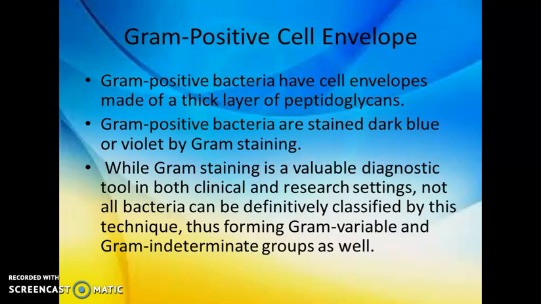Compared to gram-negative bacteria, the peptidoglycan layer of gram-positive bacteria is much thicker. Gram-positive bacteria are stained dark blue or violet by gram staining. Because of the thick peptidoglycan layer, it is capable of retaining the primary stain.